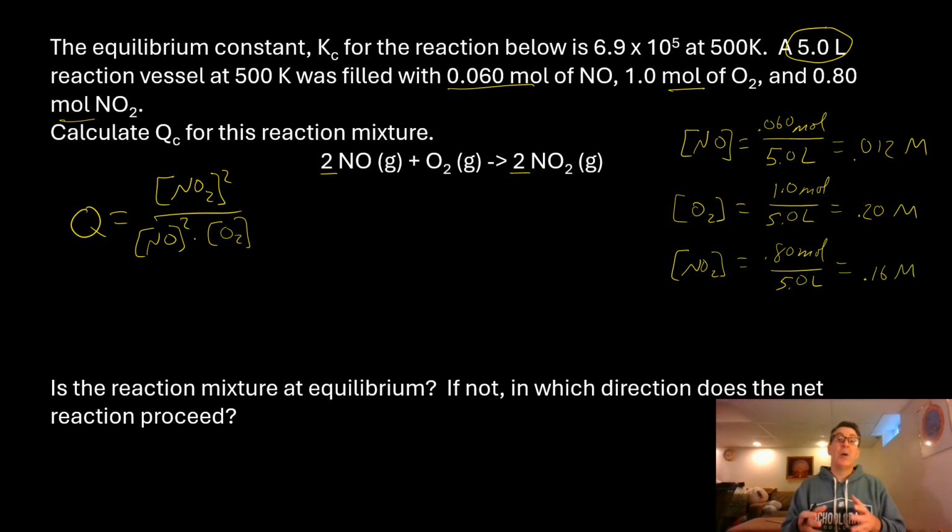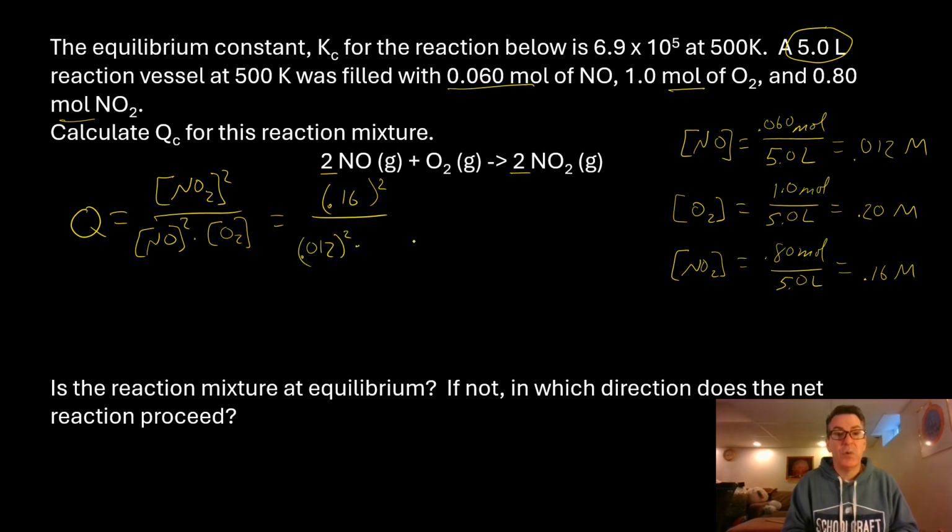All right, so anytime you go to plug into a Q expression or a K expression, you have to make sure you have those in terms of concentration. Now it's just a matter of plugging everything in. So we have the 0.16, and we're going to square that in the numerator. The 0.012 goes in the denominator, and that one's also squared. And then the O2 is just 0.20. If we do the math on that, it comes out to 889. So that's our Q value.